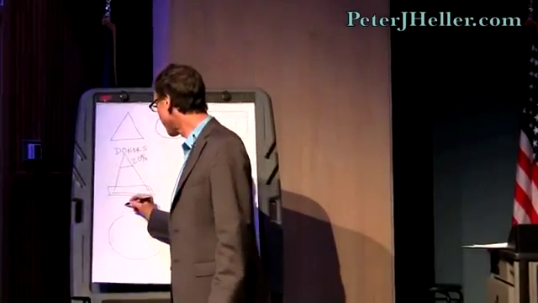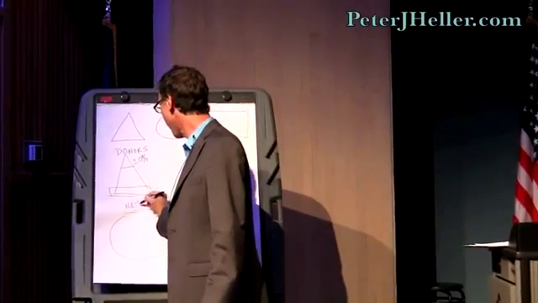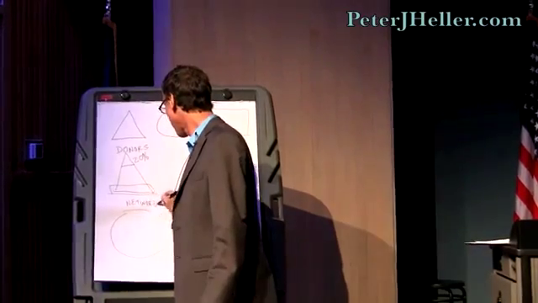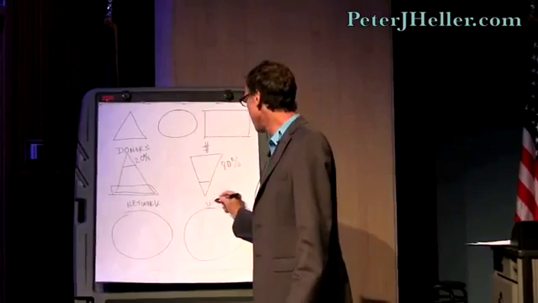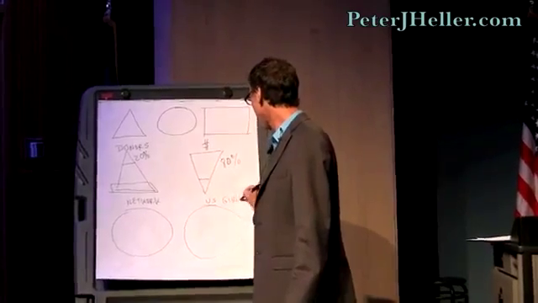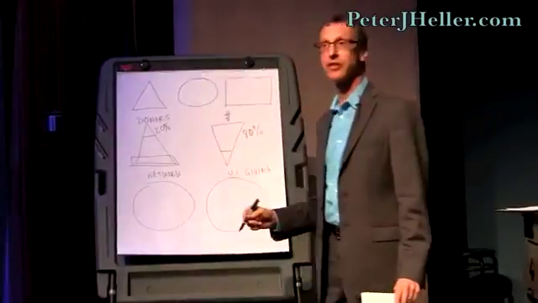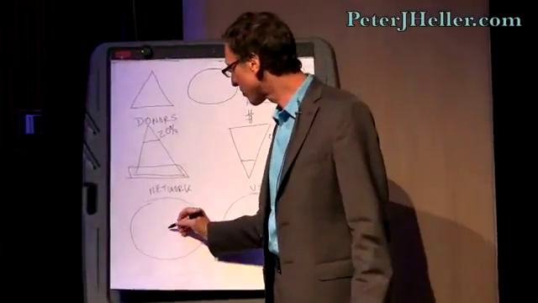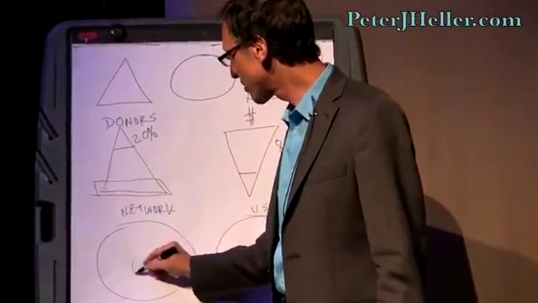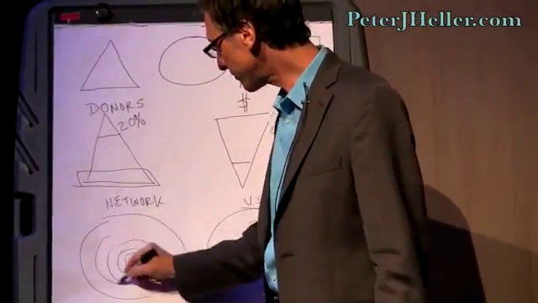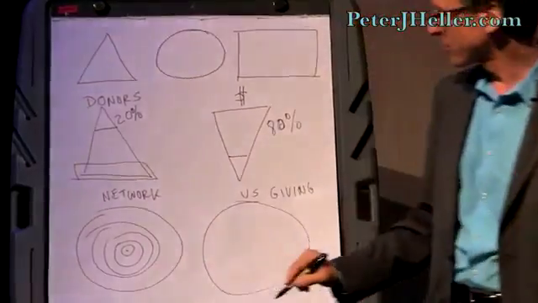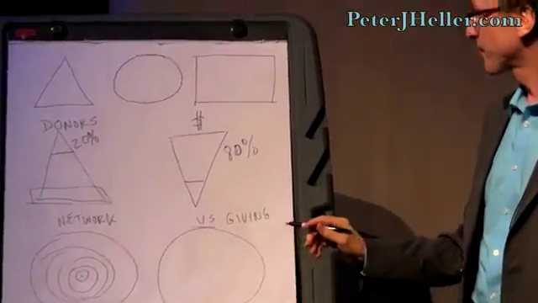Circle on the left is called your network. Circle on the right is U.S. giving. We'll get to the second one in a few minutes. So also in the network, you want to draw some concentric circles. Those aren't very concentric, but you get the idea.